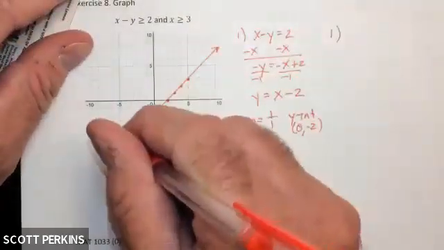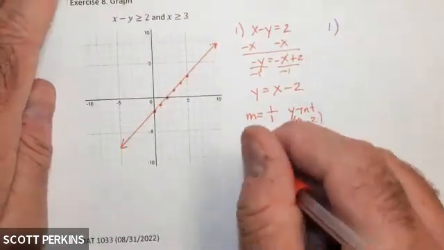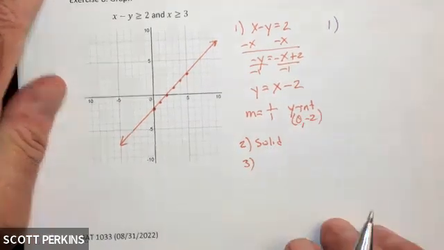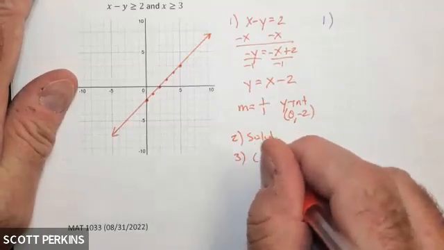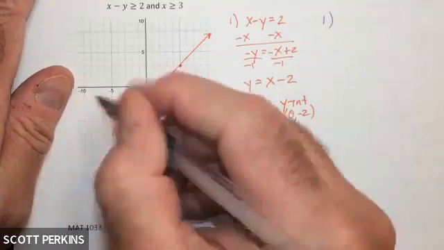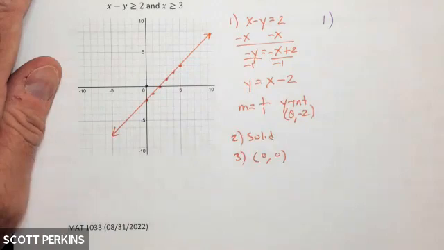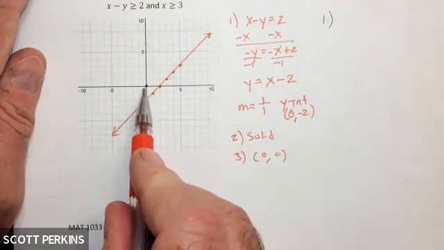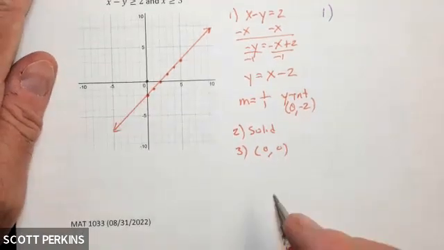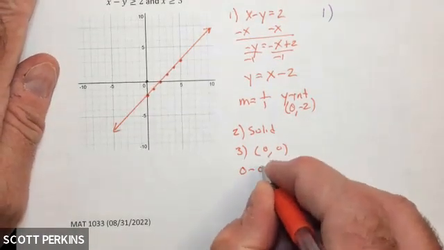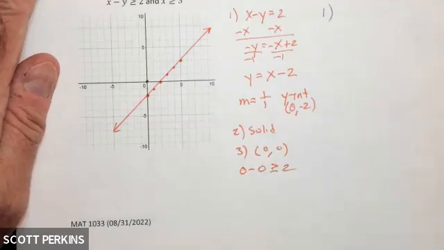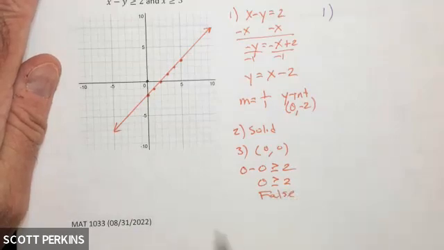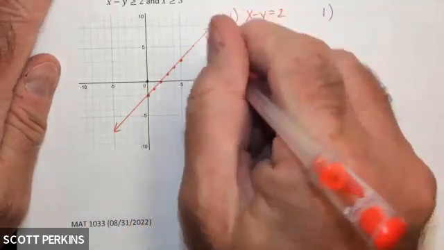Anybody want to suggest a test point for me? Okay, (0, 0) sounds good. Again, for (0, 0), I'm going to put a little black dot right there. And so if I get a true statement, I'm going to shade on the same side as the black dot. If I get a false statement, I'm going to shade on the other side. So let's see what happens. I get 0 minus 0 is greater than or equal to 2. Well, 0 is not greater than or equal to 2. That is a false statement. So my black dot's right there. I'm going to shade over here.